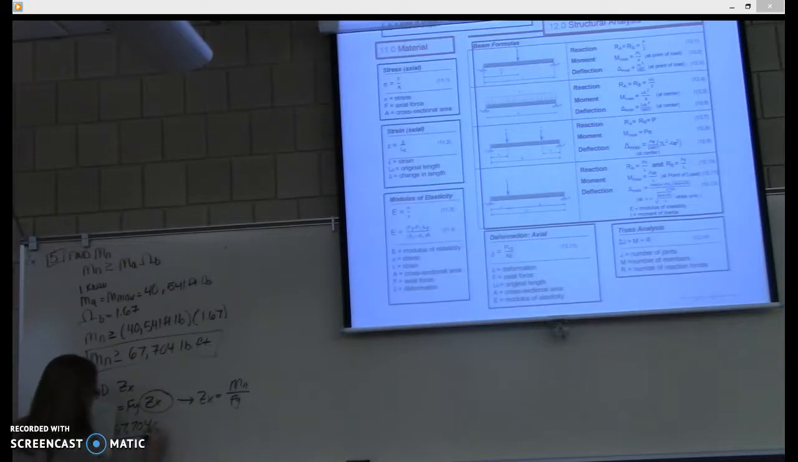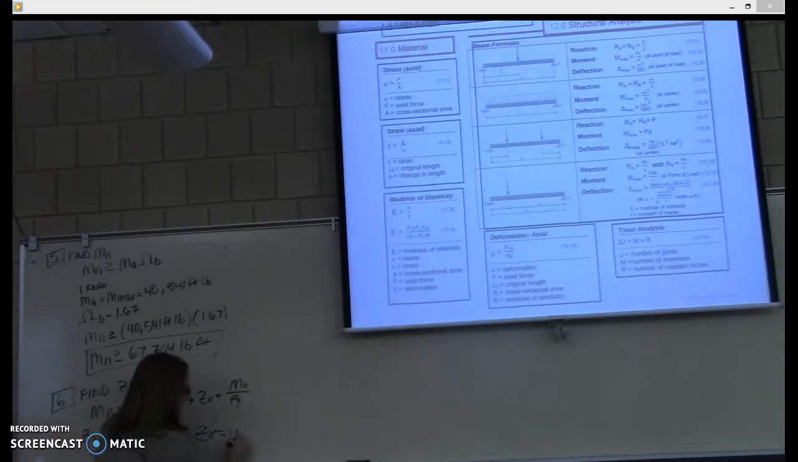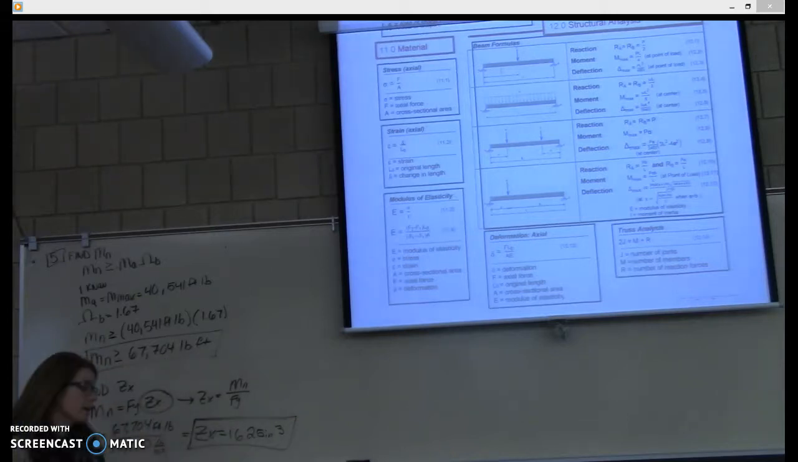I want to make a note here. I made an error. You need to convert the top number into inches. So please do that, and that's how you'll get the correct answer of Zx equals 16.25. Very important that you convert your units to get it into inches cubed.